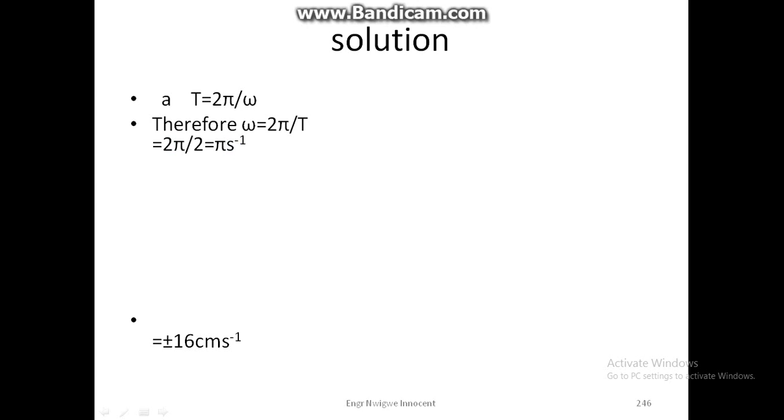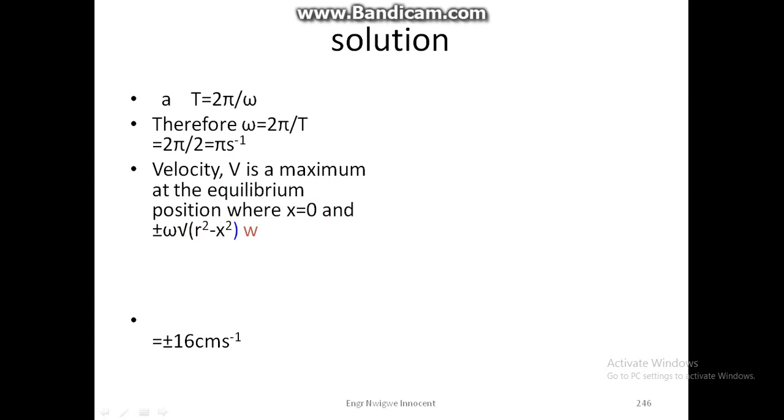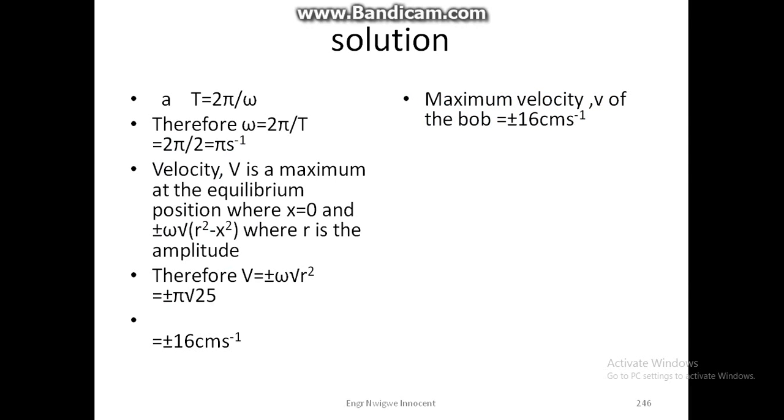Velocity v is a maximum at the equilibrium position where x is 0, and plus or minus omega square root of r squared minus x squared, where r is the amplitude. Therefore, plus and minus omega square root of r squared, which is equal to plus and minus pi square root of 25, which is equal to plus or minus 16 cm per second. Maximum velocity v of the bulb is plus or minus 16 cm per second.